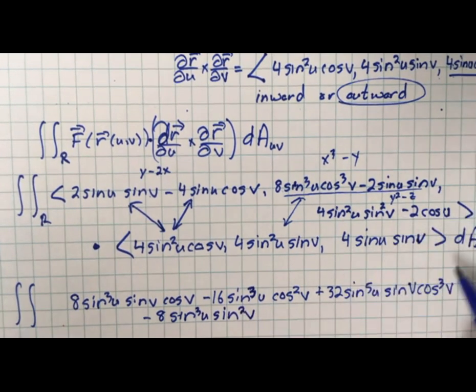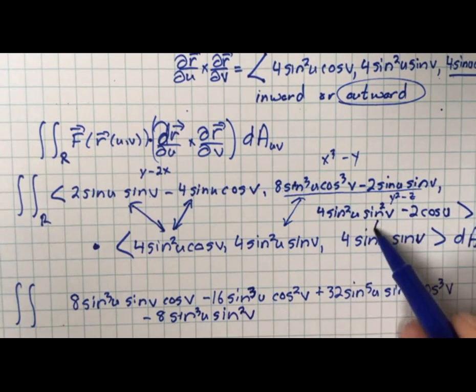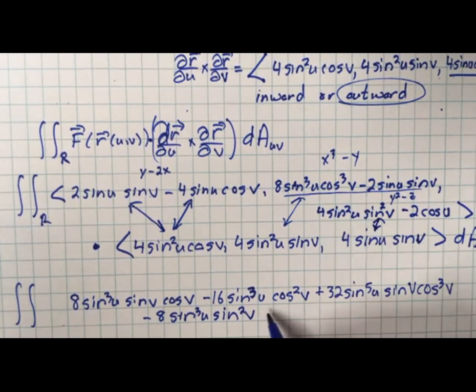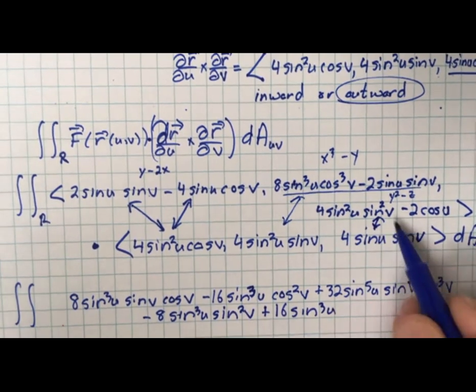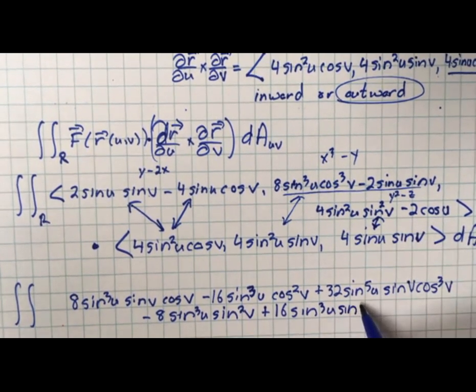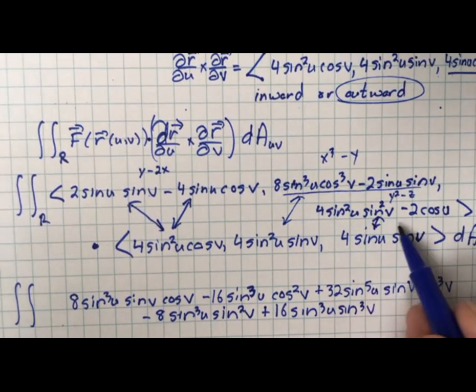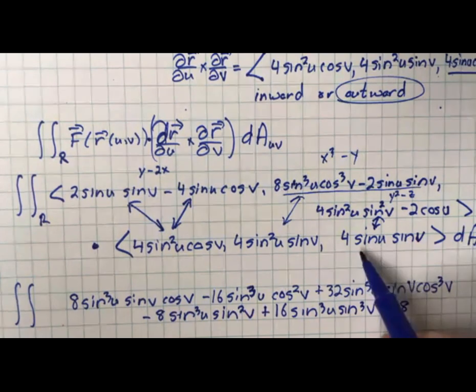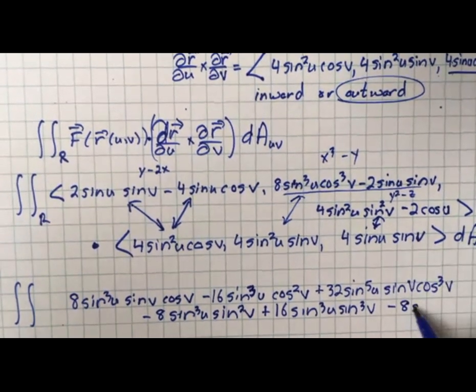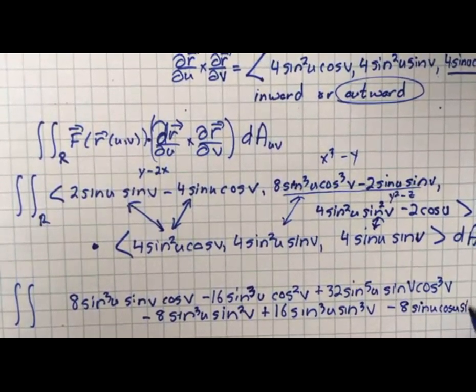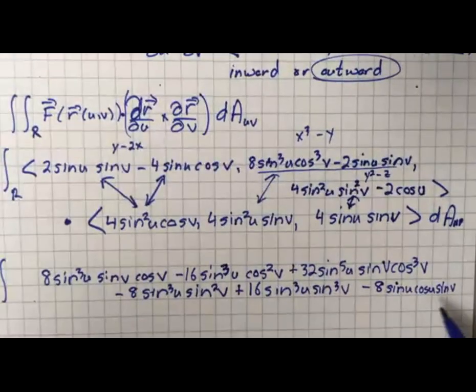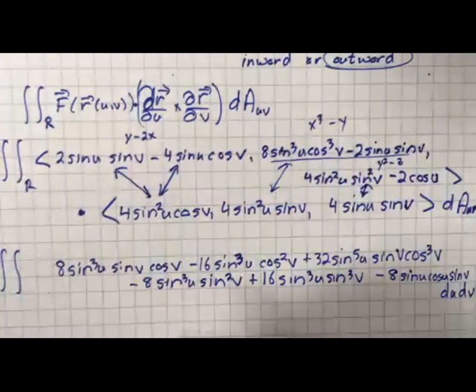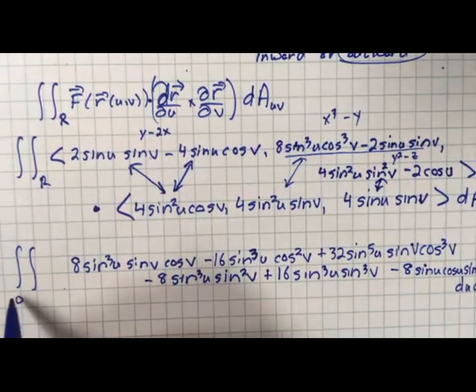And then last, so I got both of those pieces in there. And then lastly is this piece times this piece, which again is two pieces. Give me a 16 sine cubed u sine cubed v, if we're reading that correctly. And then a minus 8 sine u cos u sine v, sine u cos u sine v du dv. Now remember v was going from 0 to pi, u is going from 0 to pi.